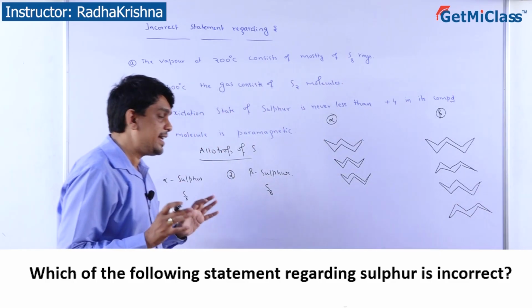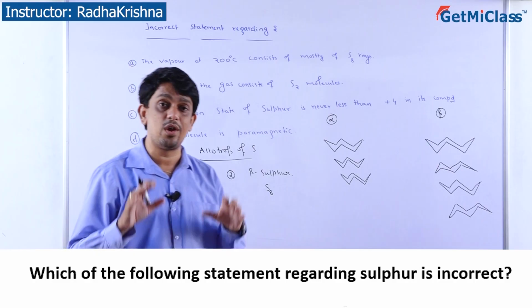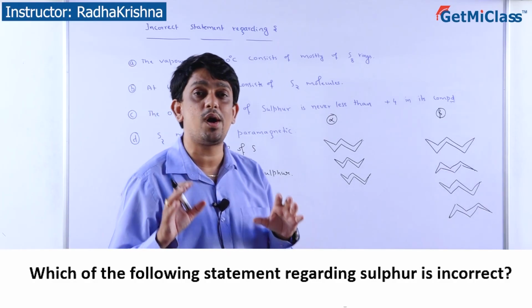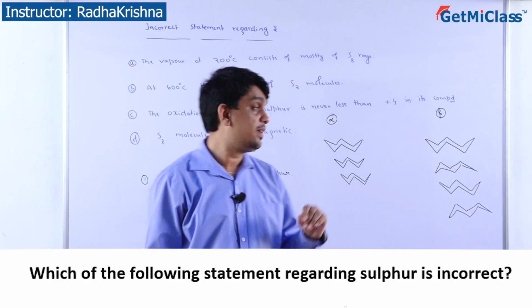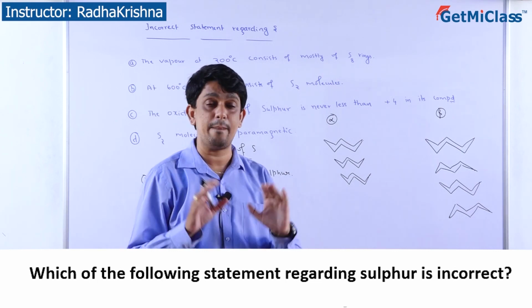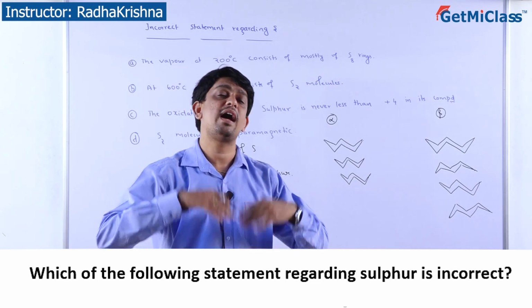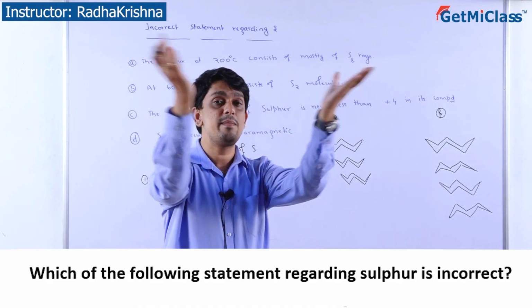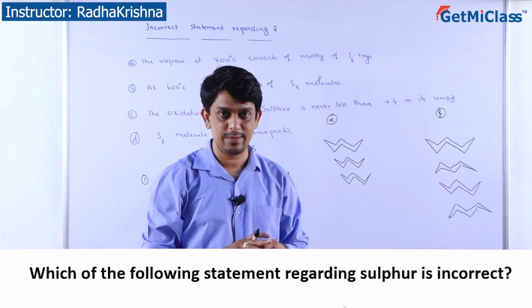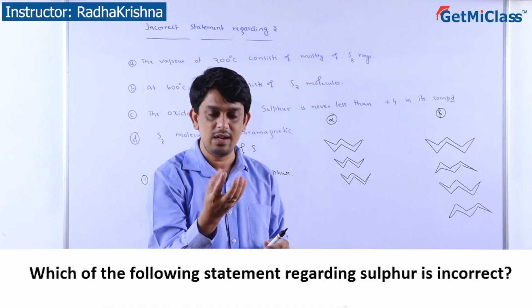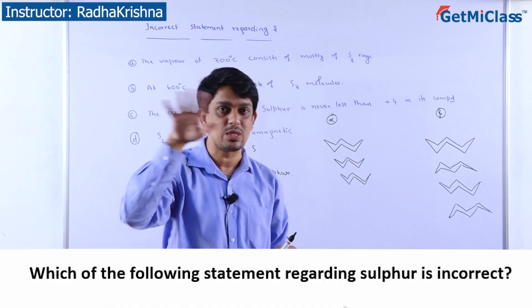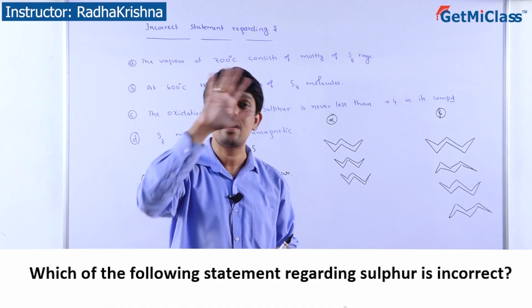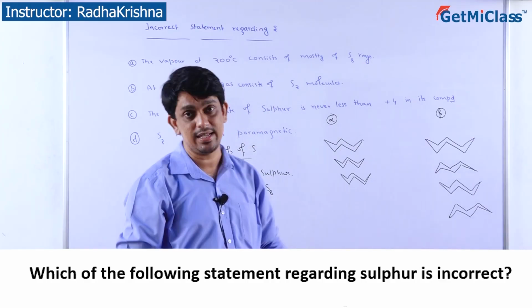So whether it is alpha sulfur or beta sulfur, the formula of sulfur is S8. They are only different by their packing. At higher temperature also, sulfur vapor will contain S8 rings. When you take solid sulfur and heat it, you will get the vapors of sulfur, right? That vapor also contains S8 rings.